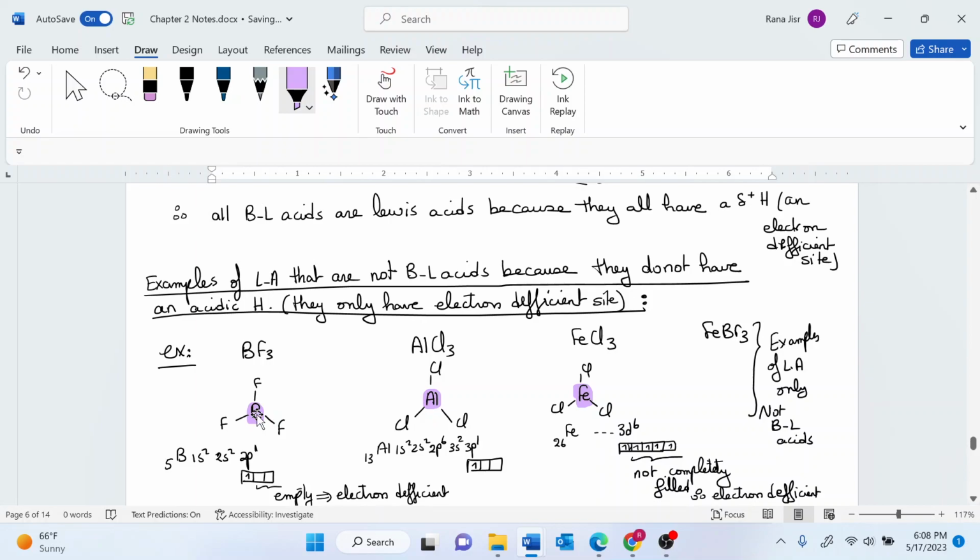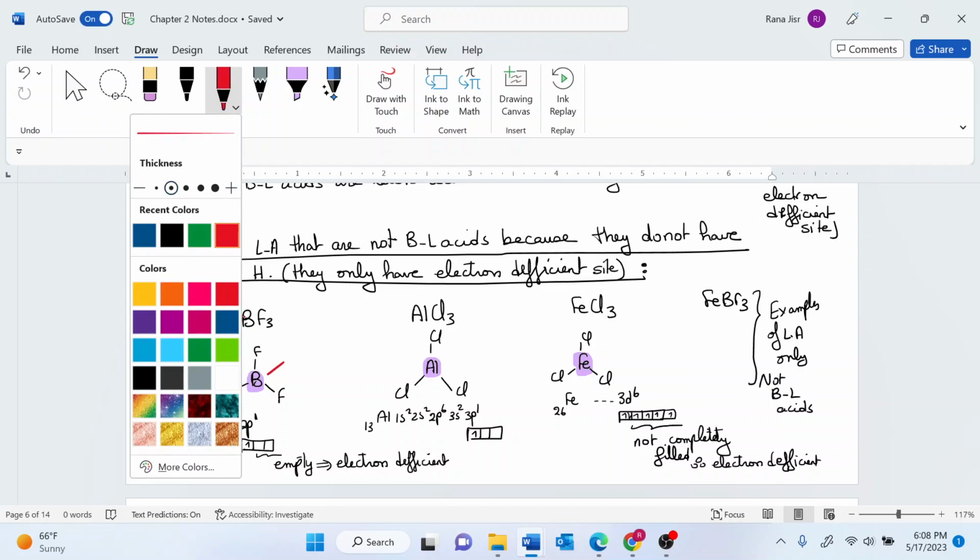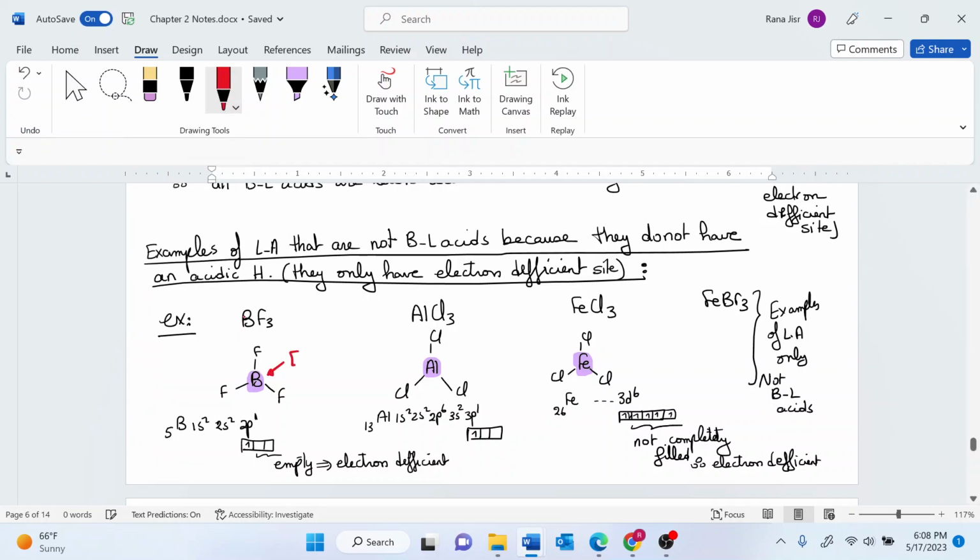But it is a Lewis acid because if you do the electronic configuration of the boron, you would see that its outermost shell is not completely filled. It has the p orbital, which is empty. So we can say that the boron is an electron deficient site. So this is going to be the electron deficient site, and we're going to represent it by E plus. E plus means that it is an electrophile.